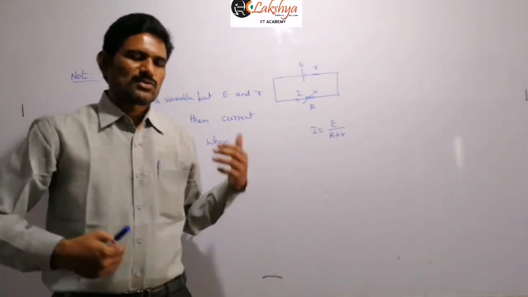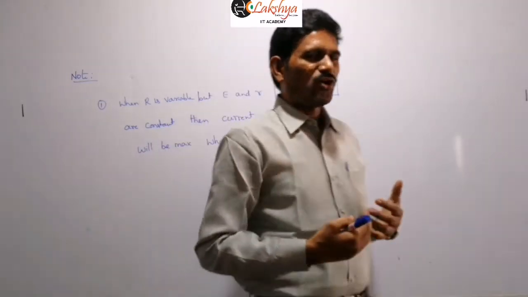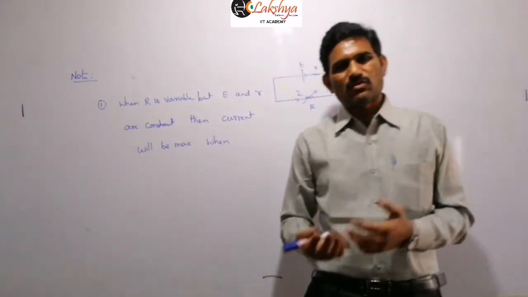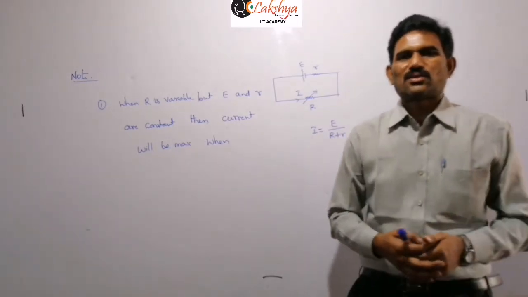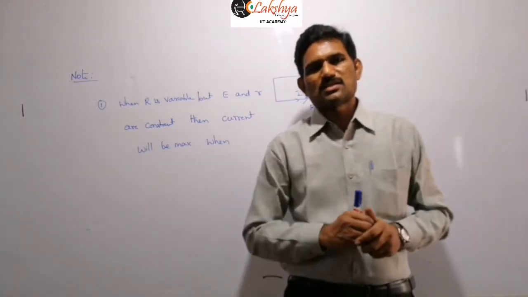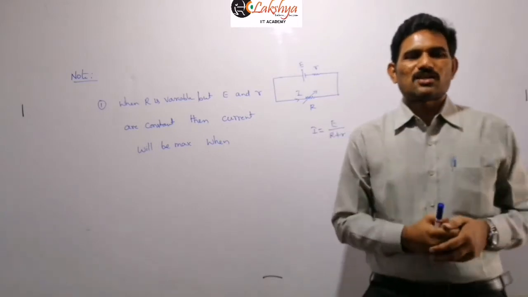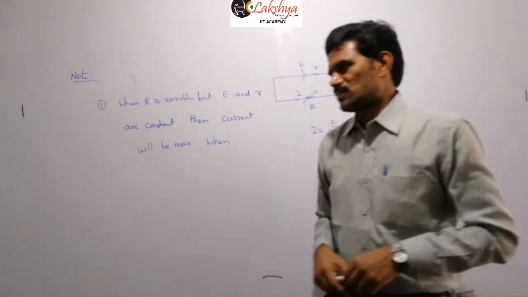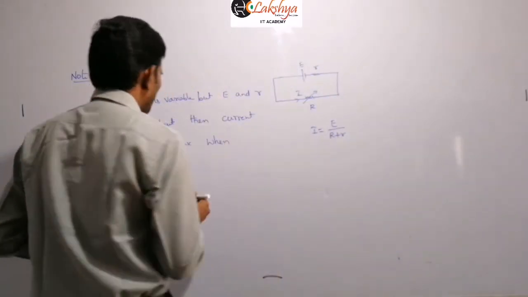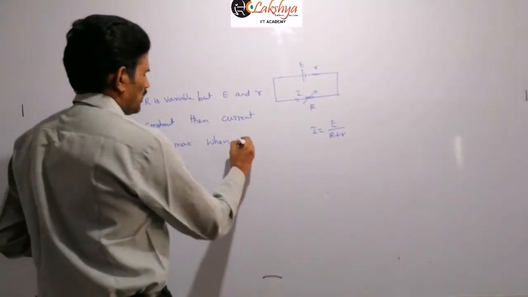That is possible because they are giving the condition that R is variable. So you can put any desired value in that circuit. Suppose I am assuming that the external resistance in the circuit is 0. That means we are removing the external resistance, just as if the positive and negative terminals are connected together. And so the current in that circuit will be maximum here.